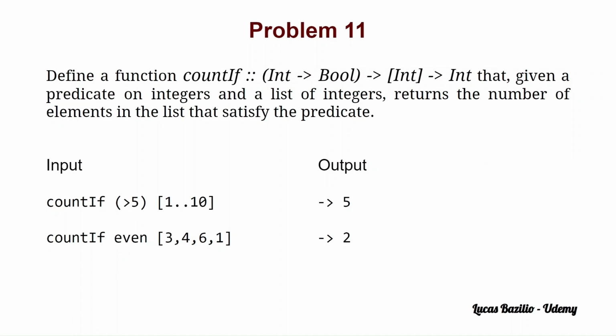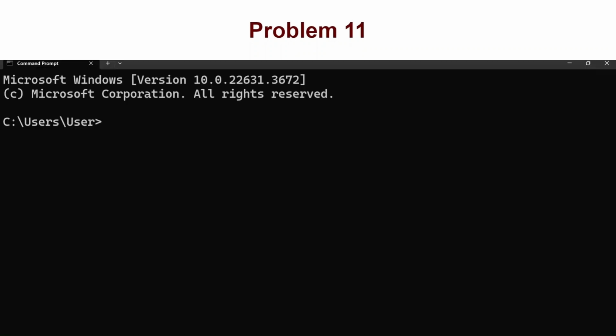Another example of this function could be COUNTIF even to this list. So we need to count how many of these elements are even. That is, they satisfy this predicate. So the output is 2, because only 4 and 6 satisfy this condition. So let us start the resolution of this problem.